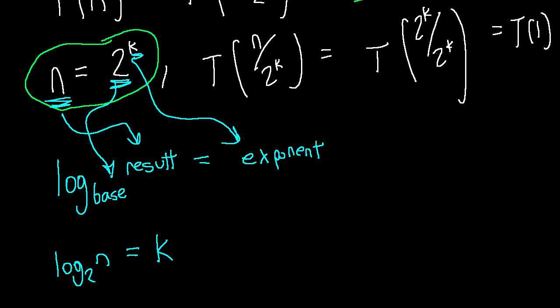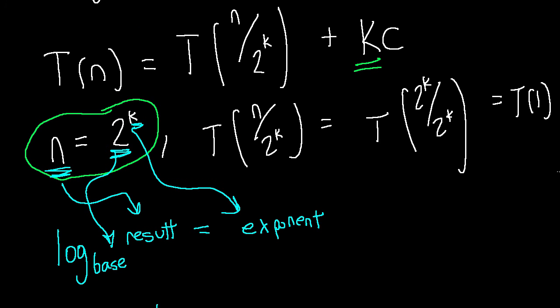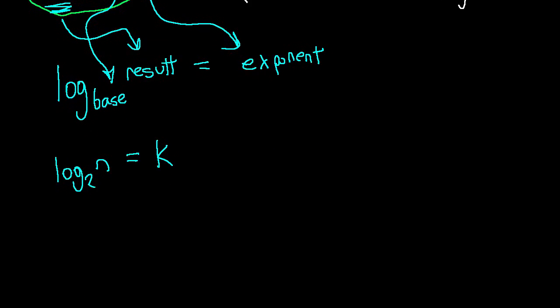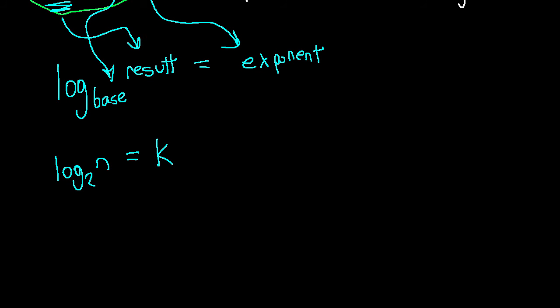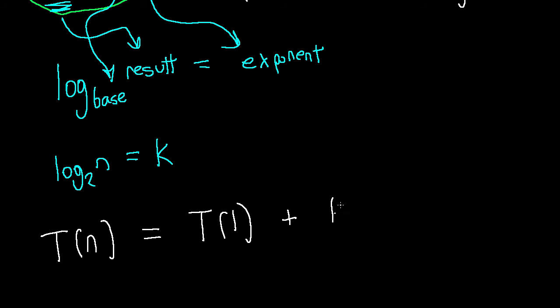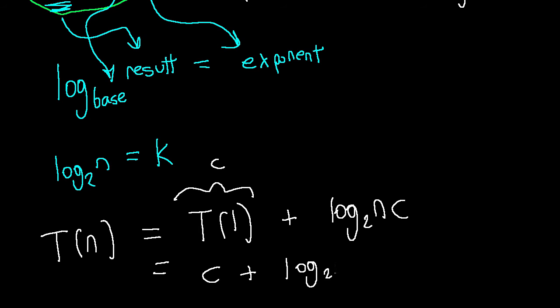So now we can go back to our equation and we can replace this k over here with what we just have, log base 2 of n. So we can go ahead and write this again. So now we have T of n is equal to T of 1 plus kc, which is going to be log 2 n, and we have the c. So we have all this written over here, and we know that this T1 is going to be a constant. So this will be c plus log 2 n times c.